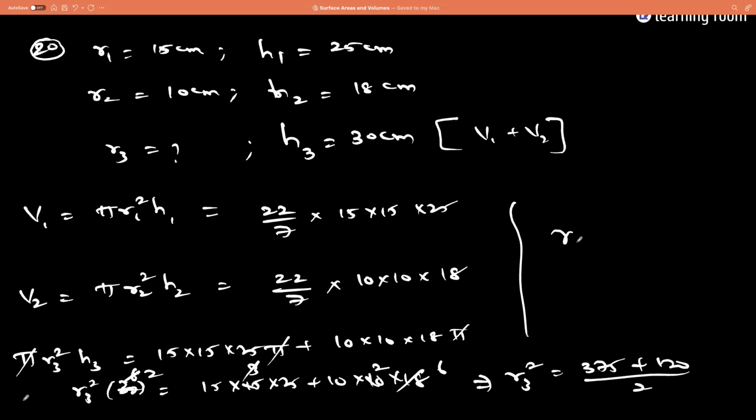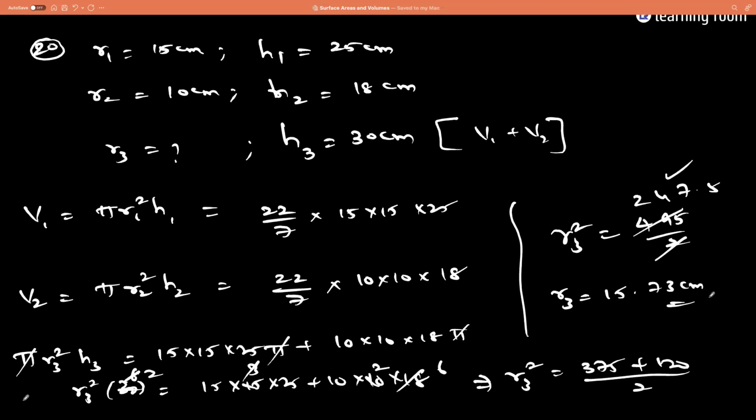So R3 square will be equal to 375 plus 120 is going to be 495 divided by 2. Right? 495 divided by 2 will be 247.5. So R3 will be equal to, so 15 square is 225, 16 square is 256. So it will be somewhere between these two. Since it is closer to 256, the answer will be 15 point something. So answer is 15.73 centimeter.